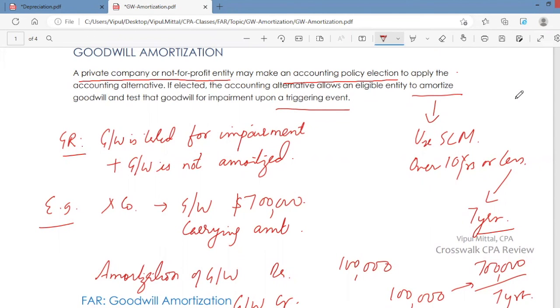The general rule is that goodwill is tested for impairment and goodwill is not amortized, but a private company or not-for-profit entity can elect to amortize goodwill. And in such a case, it is amortized over a period of 10 years or less if the entity can justify a lesser period.